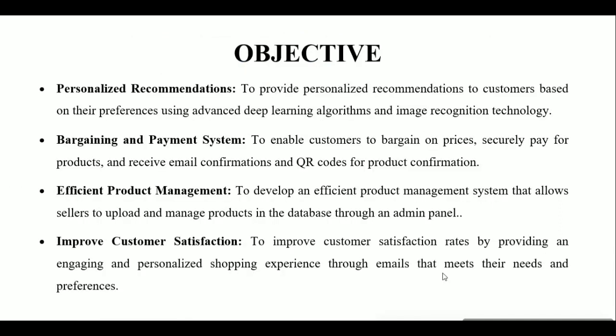Here is the core objective of the project. The main objective is to provide personalized recommendations to the customers using an advanced deep learning algorithm and image recognition technology. It also provides an additional bargaining feature, in which the customer can bargain on prices with the sellers. When the best price is matched, the customer can proceed with their payment. After payment, they receive a QR code for product confirmation. It will also provide efficient product management, in which the admins can upload and manage the products in the database through an admin panel. Thereby, it improves customer satisfaction.